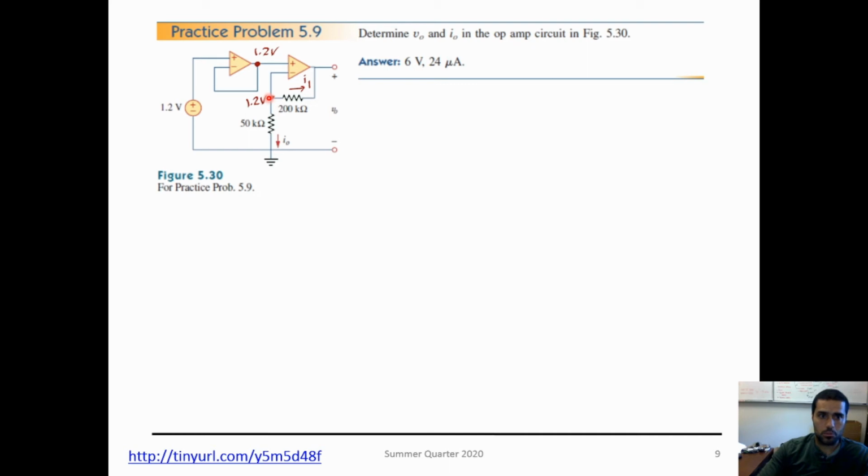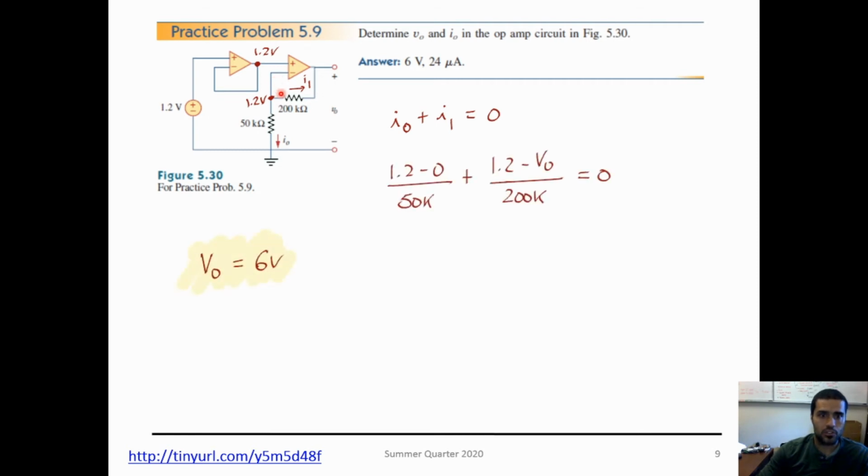Now I just need to apply KCL at this node, and I get I0 plus I1. Remember, no current flows up, equals 0. Apply Ohm's law, and I get a V0 of 6 volts. Now the current over here is just applying Ohm's law. I know the voltage over here, I know the resistor, so it's as simple as 1.2 divided by 50k.